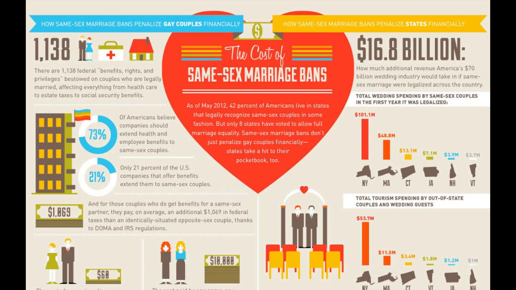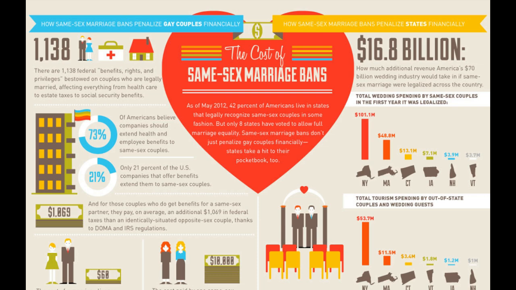If we deconstruct this infographic, we see that it tells a very clear story about one of the main points in my essay, the economic inequities, and thus the civil rights violations of banning gay marriage. The author starts with facts. There are 1,138 federal benefits given to couples who are legally married, affecting health care, estate planning, Social Security benefits. These are benefits that gay couples don't get so long as gay marriage is outlawed.